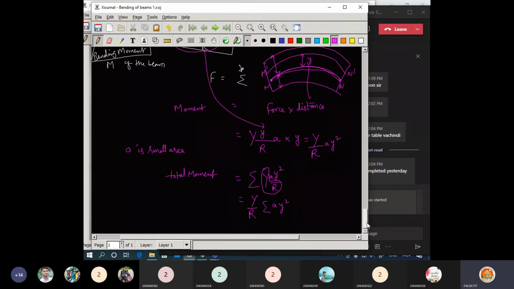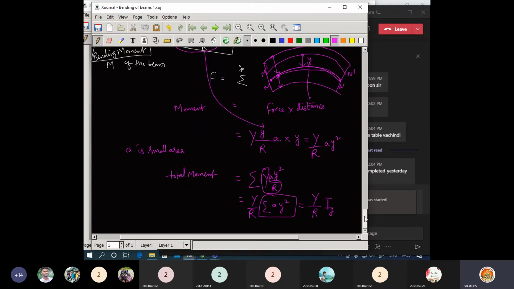This particular summation factor we are going to write as Ig, so Y by R into I suffix g. We consider this as the geometrical moment. So this gives the total moment of the couple, and we consider this as the bending moment.